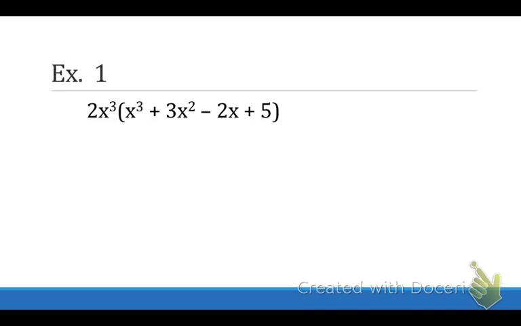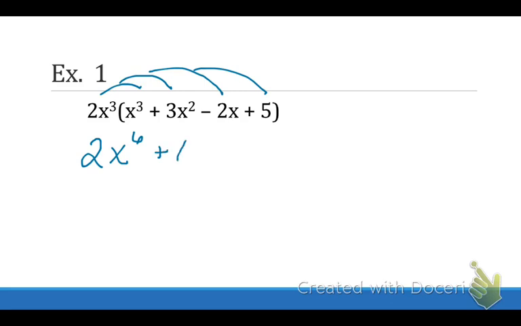So what you need to do is distribute the outer monomial to all 4 terms inside, which means you're going to be making 4 multiplications. So 2x cubed times x cubed will be 2x to the 6th. Keep your base and add your exponents.